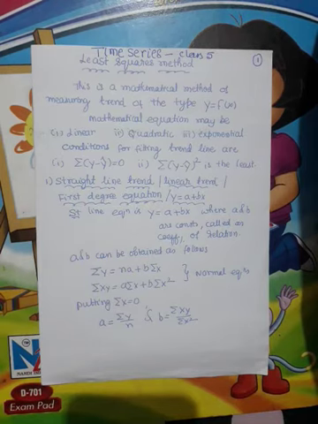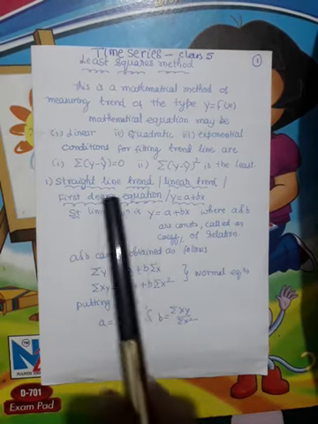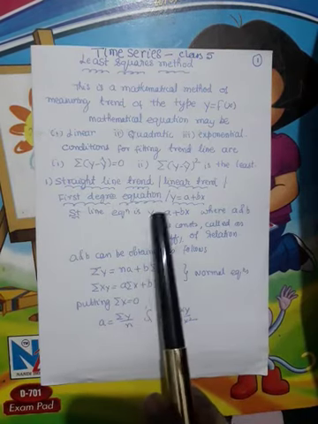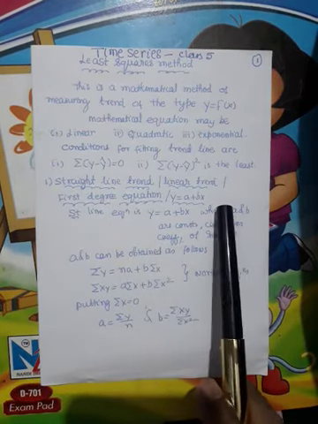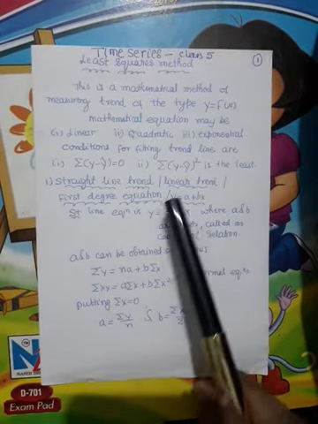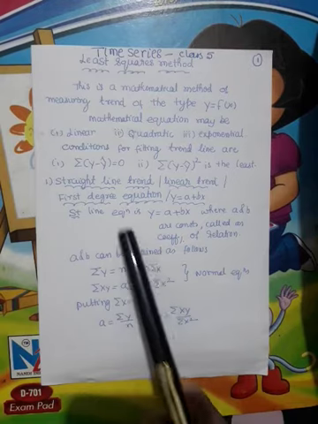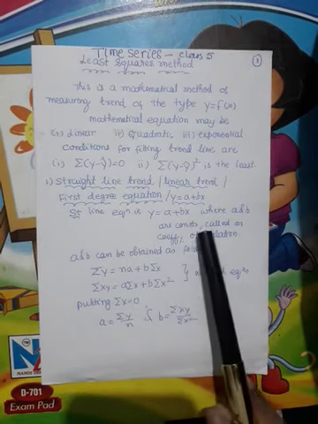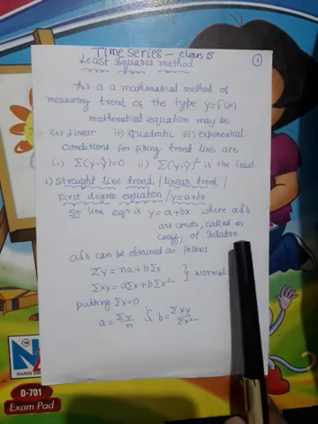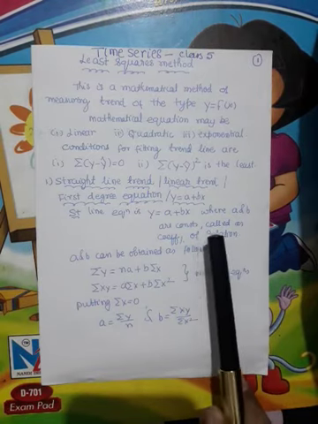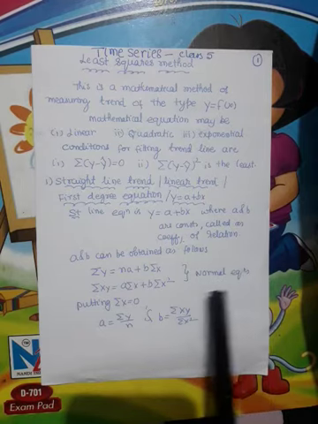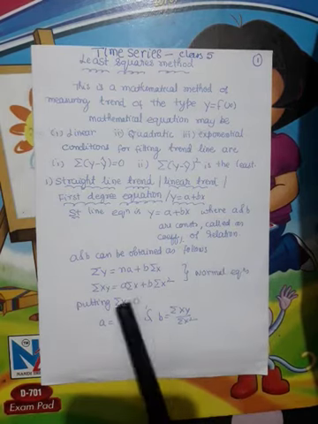Firstly, we take the straight line trend, linear trend, or first degree equation, y is equal to a plus bx. So y is equal to a plus bx is the equation of the straight line, where a and b are constants, called coefficients of relation. These coefficients a and b can be obtained by solving the normal equations.